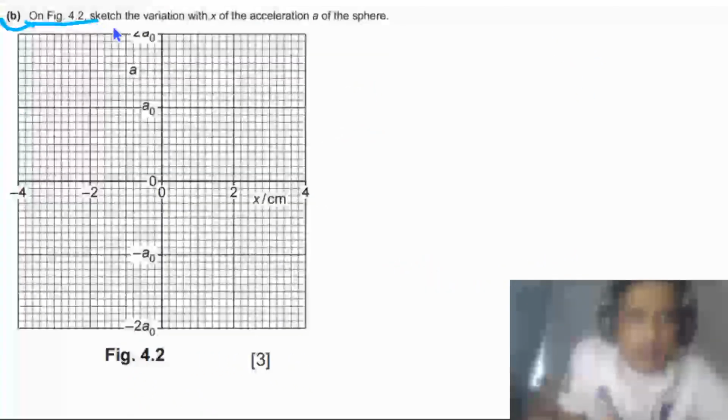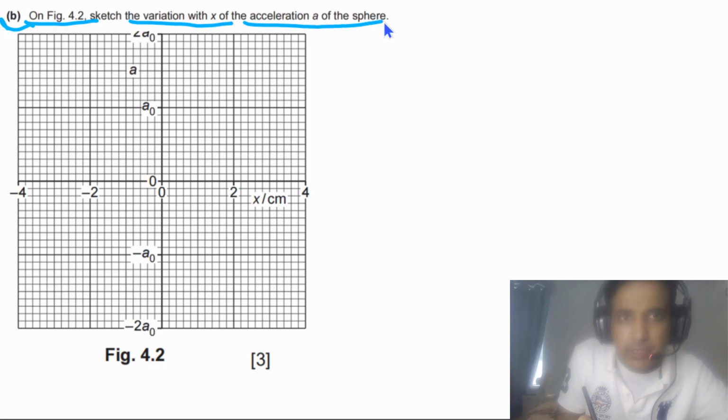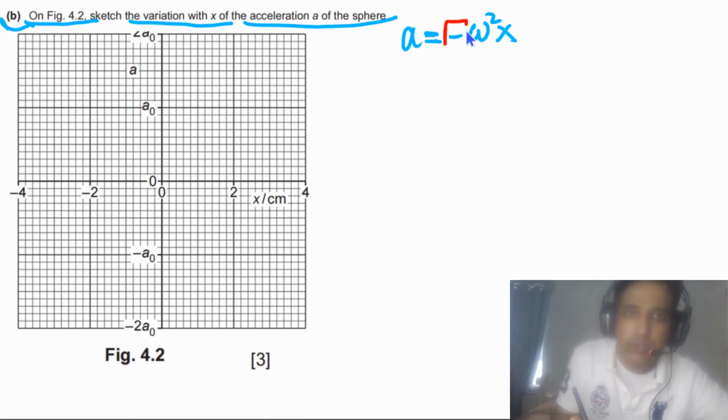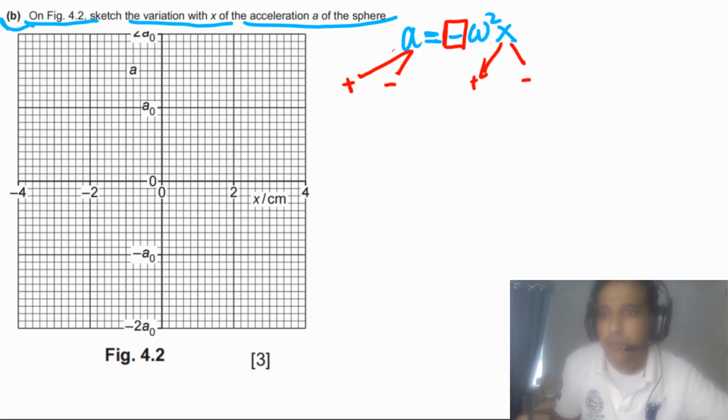Part B says: on figure 4.2, sketch the variation with x of the acceleration a of the sphere. First of all we need to understand how a and x are connected with each other, what is the relationship between a and x. a is equal to minus omega squared x. What is the significance of this negative sign? It tells us that vector x and vector a are in opposite directions. When x is positive, a has to be negative, and when x is negative, a has to be positive. So this is the significance of the negative sign.